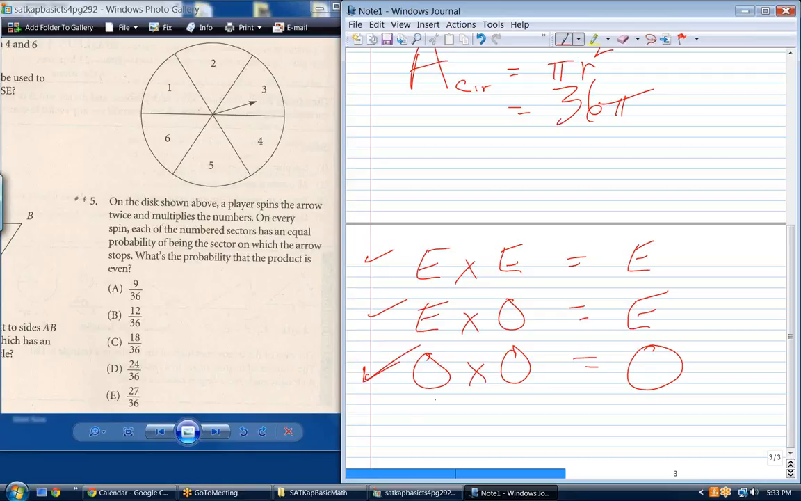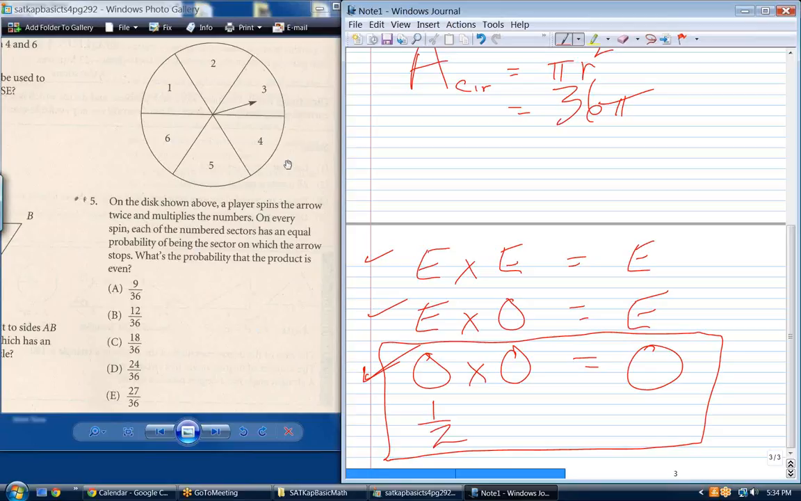So what's the odds of getting an odd on the first time? I'm going to figure out this probability right here. And in order to get two odds, that first one's got to be an odd. So that would be what? 3 and 3. 1/2. There's a 1/2 chance that our first spin will land on an odd number.